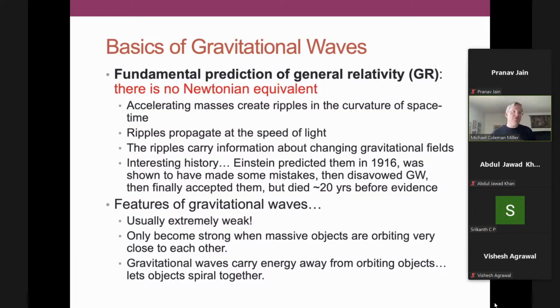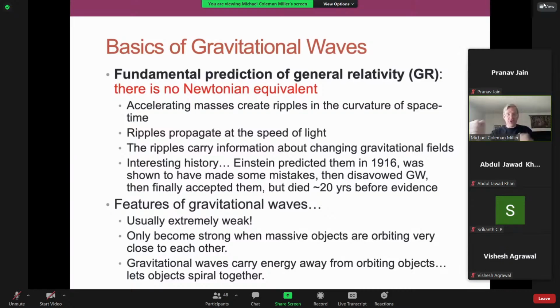Now, the features of gravitational waves are they're very, very weak, and we'll talk a bit later about how weak they are. This is the reason that it took until 2015 for them to be detected directly. They only can become strong for binaries when you have massive objects orbiting very close to each other. And what I mean by that is that right now, by waving my arms, I am in fact generating gravitational waves, but not so much that anybody could detect them. And we want to learn about the universe, so these have to be very strong events indeed. They also carry energy away. And if you have a binary, the net result is that the two objects in the binary spiral together.